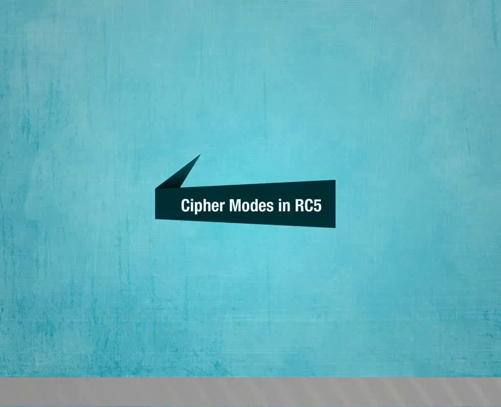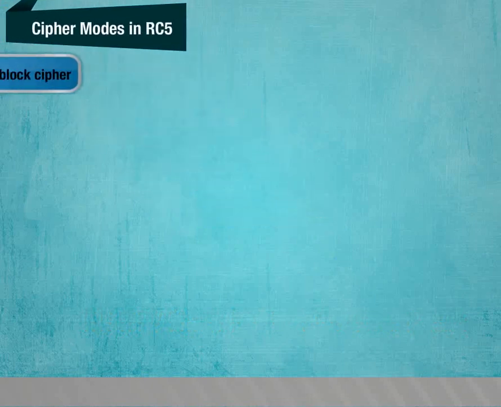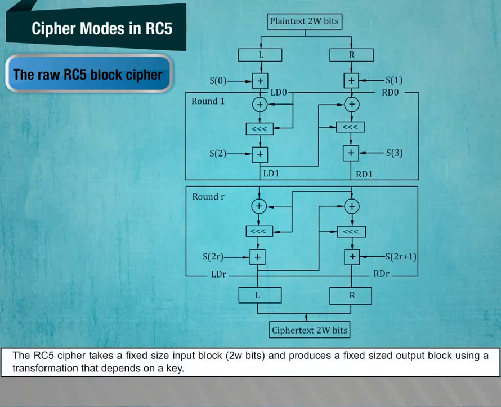Cipher modes in RC5. The raw RC5 block cipher. RC5 takes a fixed size input block, that is 2w bits, and produces a fixed size output block using a transformation that depends on a key.